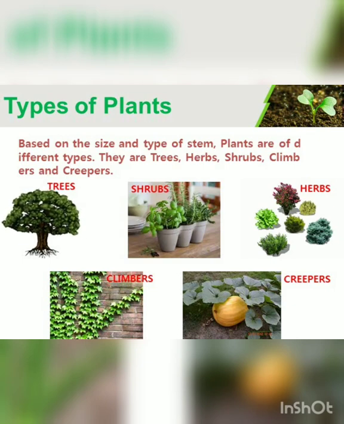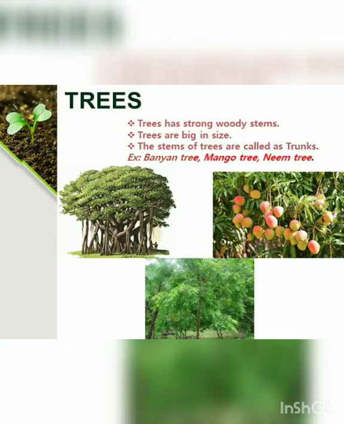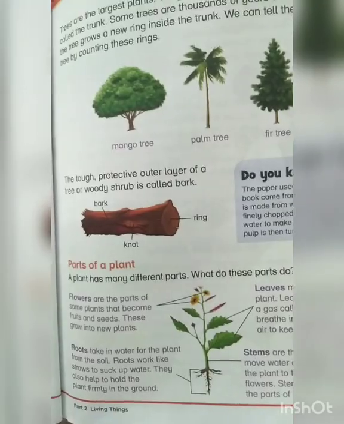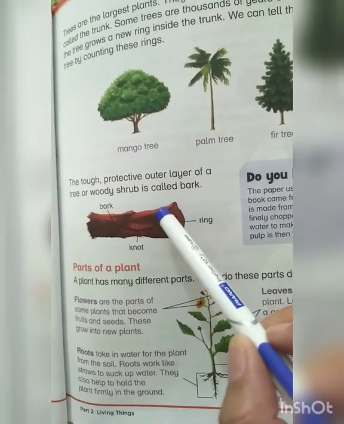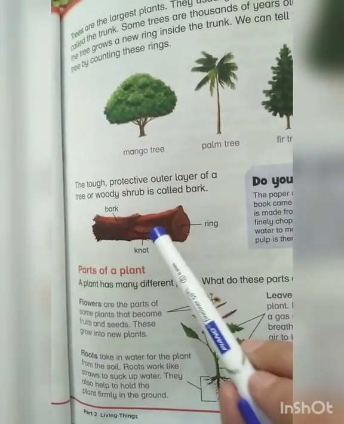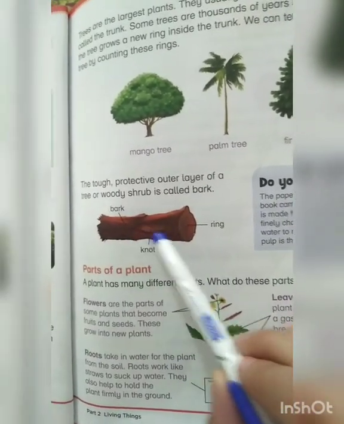You can also see the pictures here. Our first type is trees. Trees are the largest plants. They have strong woody stems, and the stems of the trees are called trunks. Outside the trunk, there is a protective layer. You can see in this picture. That protective layer is called bark.